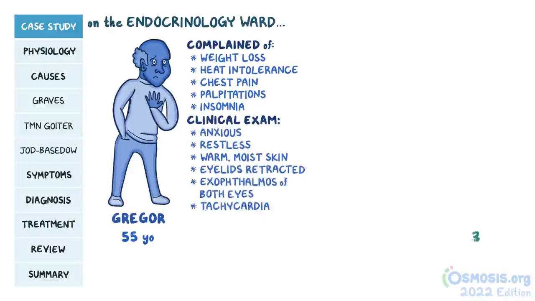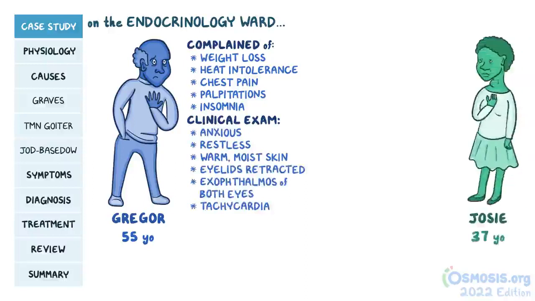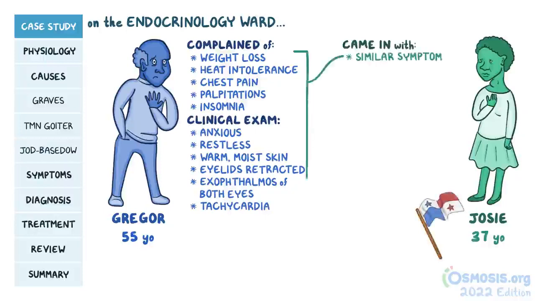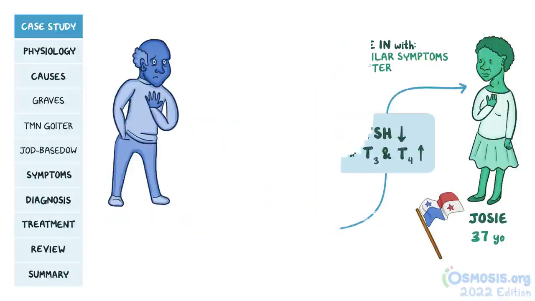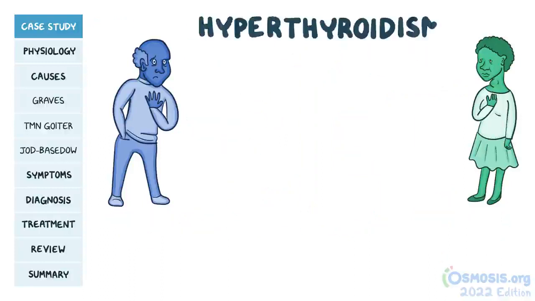The other person is 37-year-old Josie, who migrated to the US from Panama. She came in with similar symptoms as Gregor, but on clinical examination, she also had a goiter. According to her, she recently had a contrast imaging procedure for a different problem. TSH and levels of T3 and T4 were taken for both individuals. Levels of TSH were low, while levels of T3 and T4 were high. Okay, so both individuals had hyperthyroidism.